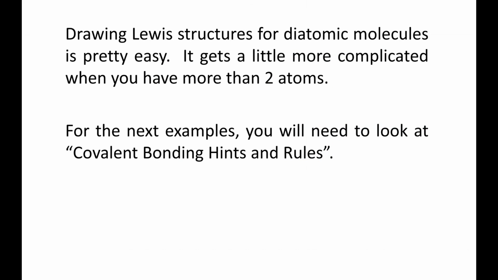Now, drawing Lewis structures for diatomic molecules is pretty easy. It gets a little more complicated when you have more than 2 atoms. For the next examples, you will need to look at covalent bonding hints and rules. Right now, you don't have a copy of it, but it is up on Canvas. So if you want to look at it, go ahead and take a look at it on Canvas. You will be getting it tomorrow in class, but I will be reading from it, so you may want to have it open. Okay.